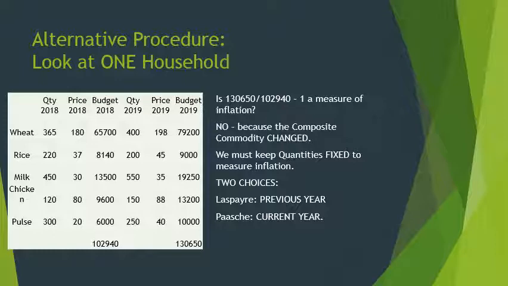We must keep the quantities the same if we want to measure inflation, so that there is no effect from changing quantities. But now, how can we keep the quantities the same when the quantities actually changed? So there are two obvious choices. We can just fix the quantities to be the ones for 2018, and this is called the Laspeyres method, or we can fix the quantities to be the ones purchased in 2019, and that is called the Paasche Index. So the previous year corresponds to Laspeyres and the current year corresponds to Paasche. We will describe this more precisely in the next slide.